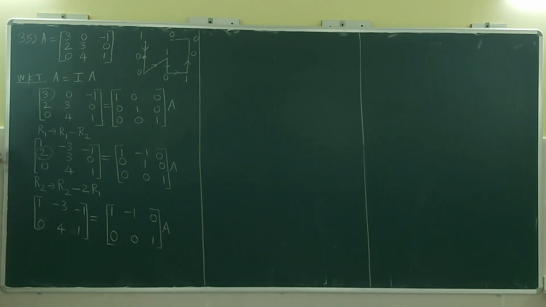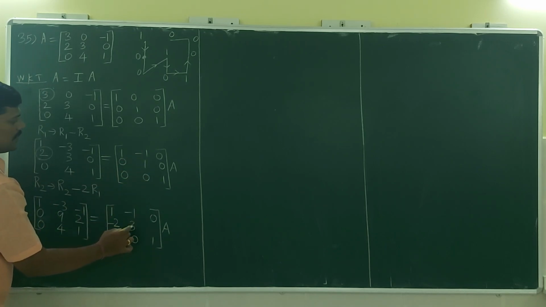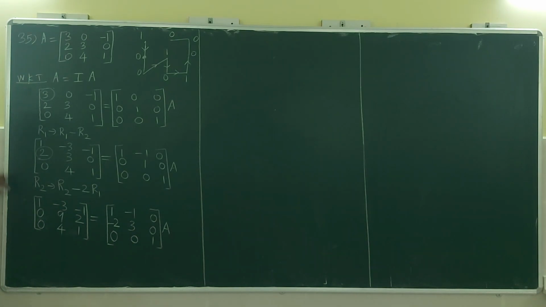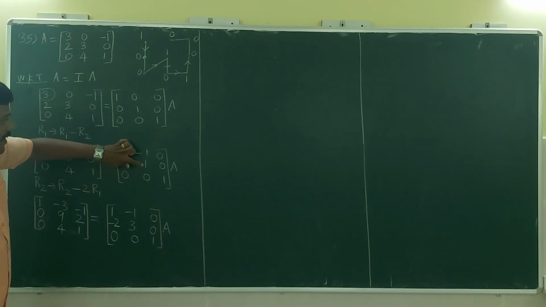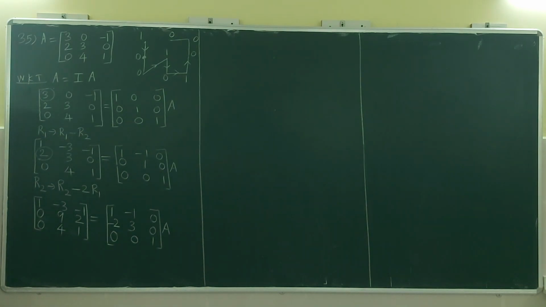Now fill the second row elements. Just follow the pattern. It is R2 implies R2 minus 2 times R1. Am I right? Which means 2 minus 2 into 1 is 0. Then 3 plus 6, because 3 minus 2 into minus 3, so 3 plus 6 is 9. Then 0 plus 2, which is 2. Then 0 minus 2, which is minus 2. Then 1 plus 2 is 3, then 0 minus 2 into 0 is 0. Understood? Now listen. I have to make the other element 0, which is already 0.